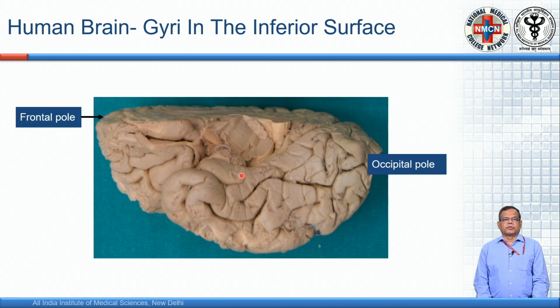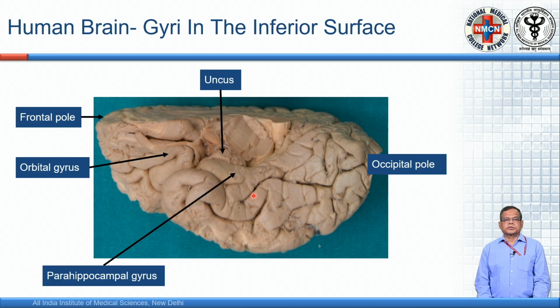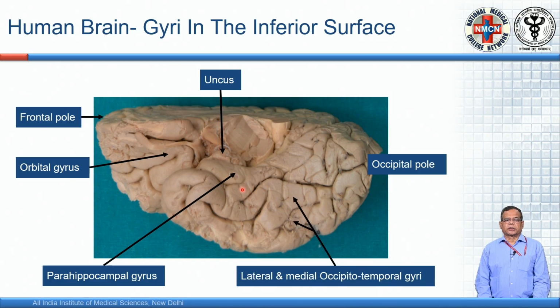The gyri on the inferior surface are the orbital gyri on the orbital surface and the gyrus rectus on the medial side of the olfactory sulcus. On the inferior surface, the gyri are the parahippocampal gyrus, medial to it is the uncus, and lateral to it are the lateral and medial occipitotemporal gyri.